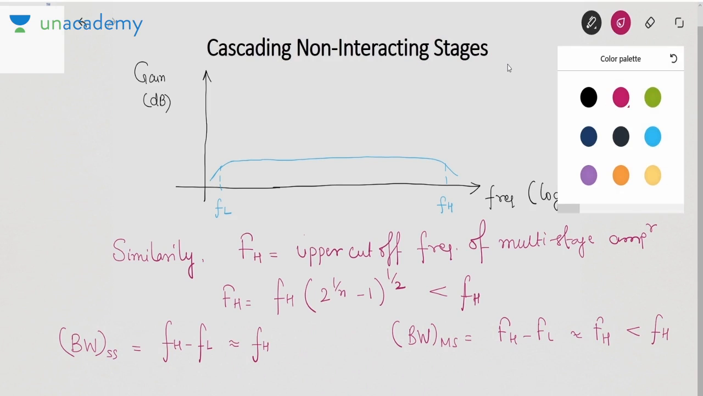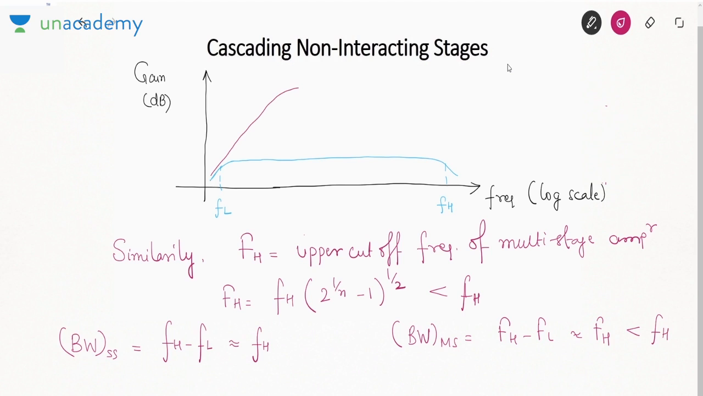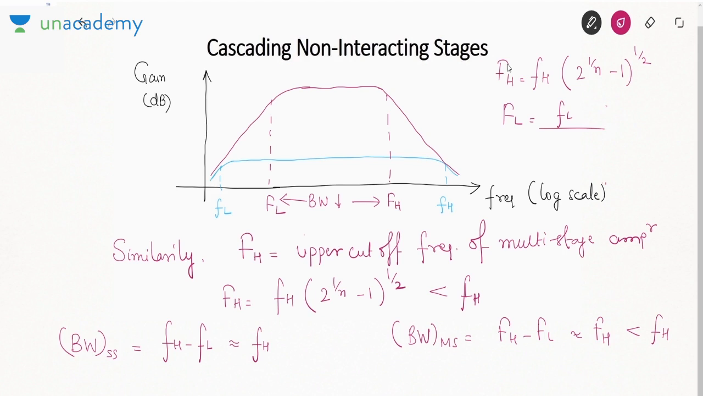Now what happens? The gain increases, but at the same time the bandwidth reduces. So this is your capital FL. This is your capital FH. So now you can see the height has increased, but the width has reduced. So that means the bandwidth has reduced as compared to a single stage amplifier. Okay. So the formulae are: capital FH equals small fH times under root 2 to the power 1 by n minus 1, and capital FL equals small fL divided by under root 2 to the power 1 by n minus 1. These formulae are important from a numerical perspective, but remember, by cascading multiple stages we can increase the gain, but at the same time bandwidth will reduce.